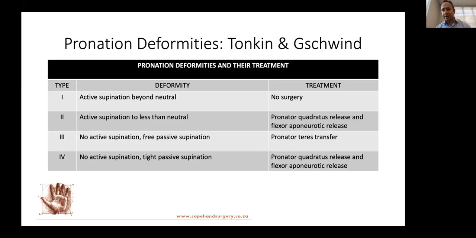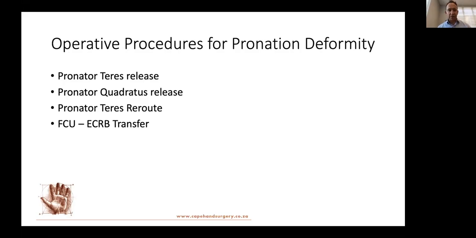So basically, the Tonkin and Schwen classification, for academic purposes, is just basically: can they actively supinate beyond neutral? Or there's no active supination and you can only passively get it into supination. And the most common, in most of these cases, is no active supination. And I just quickly want to speak about the arrows in the quiver here. There are some guidelines with regards to correlating the deformity with the classification. But I just quickly want to speak about what I think works.